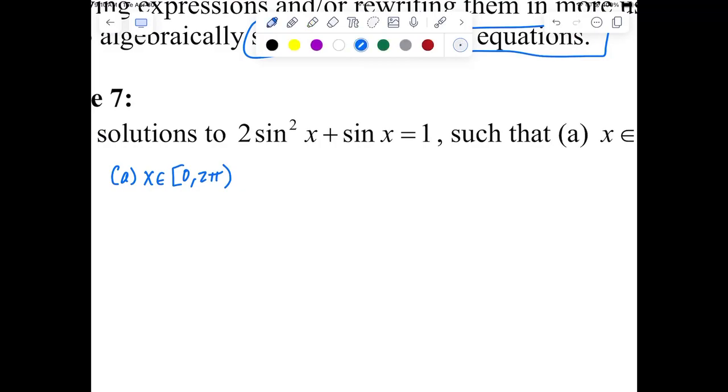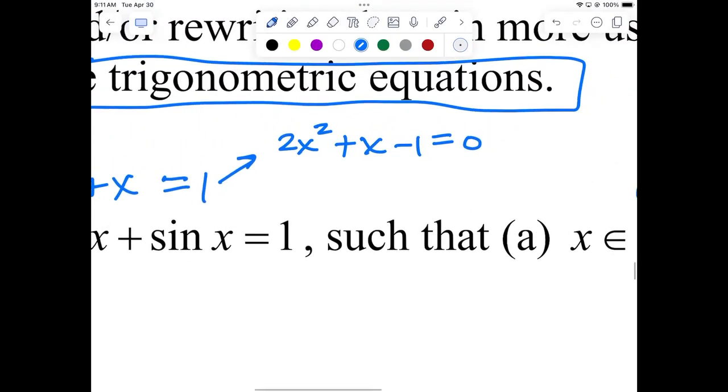If this were 2x squared plus x equals 1, how would you solve that? What would you do first? If you factor out the x, you can't set both factors equal to 1. That only works when it's equal to 0. So you would set it equal to 0. You would say 2x squared plus x minus 1 equals 0.